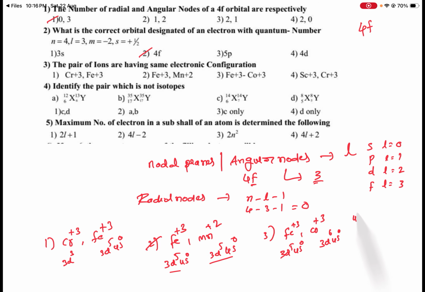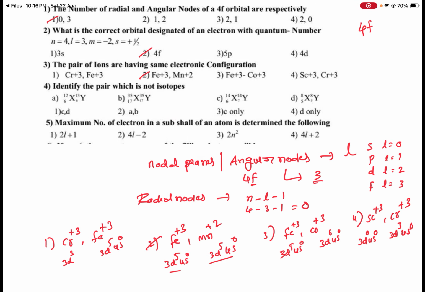Next, fourth option: scandium plus 3, Cr plus 3. Scandium atomic number is 21, 3d1 4s2, so plus 3 gives 3d0 4s0. Chromium is 24, 3d5 4s1; plus 3 means 3d3 4s0. Here the same electronic configuration is there for Fe plus 3 and Mn plus 2. So option 2 is the correct one.